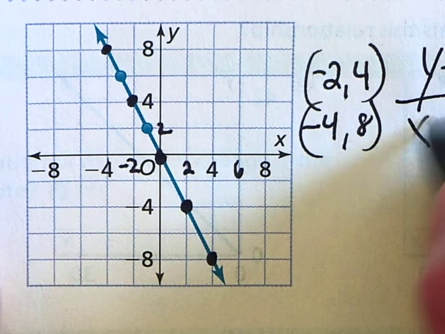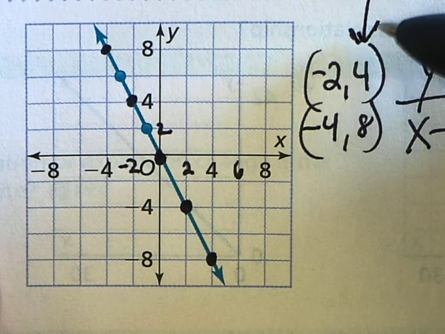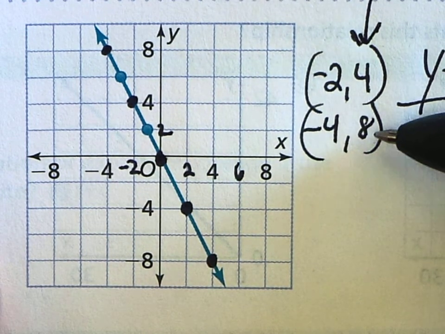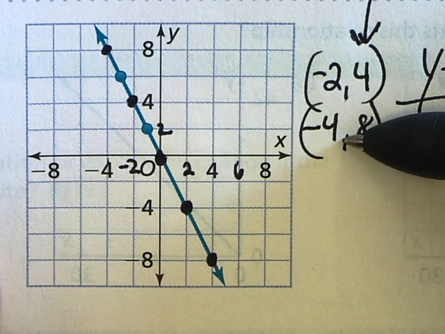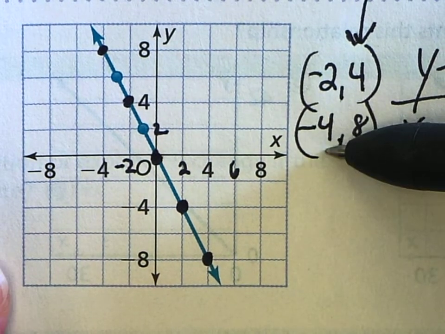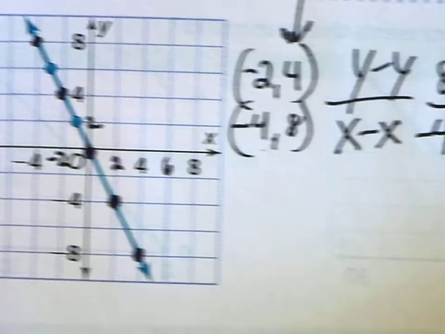Y minus y over x minus x. Okay, my 2 y numbers are these right here. And so you decide the order. I'm going to start with the bottom point and do 8 take away 4. Now I have to start with the bottom number for this one. Negative 4 take away negative 2. That's what that looks like.